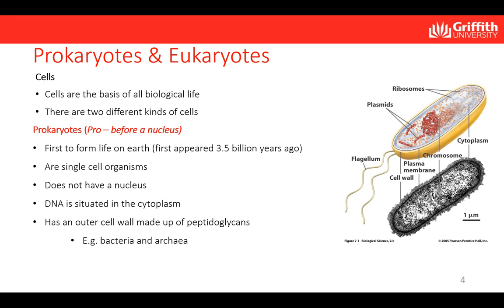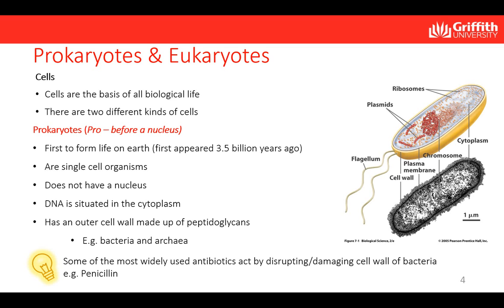Prokaryotes are single-celled organisms, and the major feature of these cells is that they do not have a nucleus. Hence, the DNA is situated in the cytoplasm. They also have a stiff outer cell wall that is made up of peptidoglycans. The most common example for a prokaryotic cell is the bacteria. The cell wall is really important for prokaryotes to sustain life. Most of the currently used antibiotics, such as penicillin, kill bacteria by damaging or disrupting their cell wall.